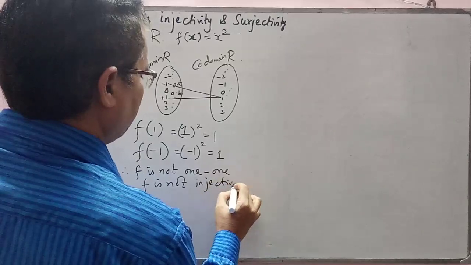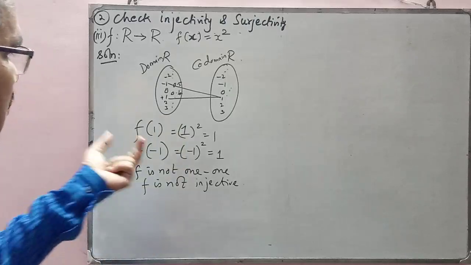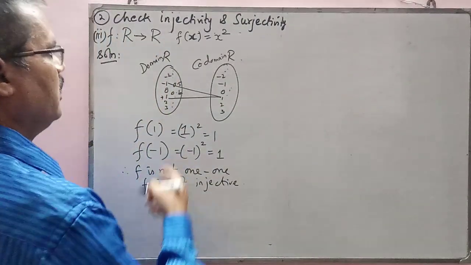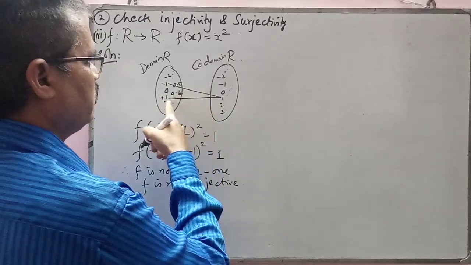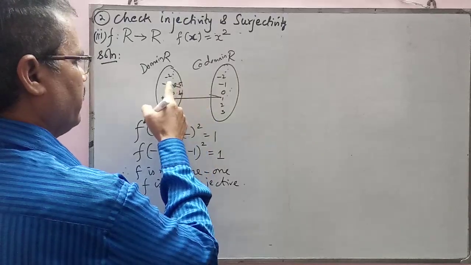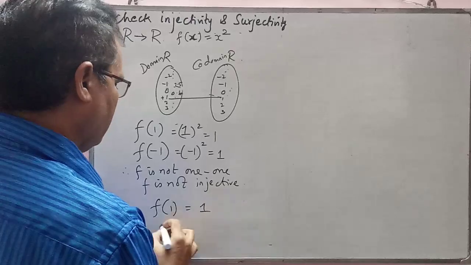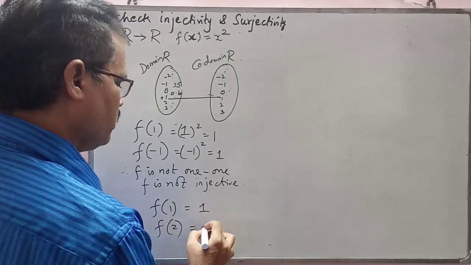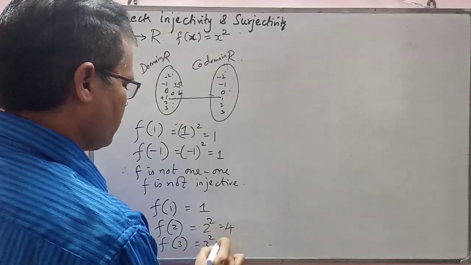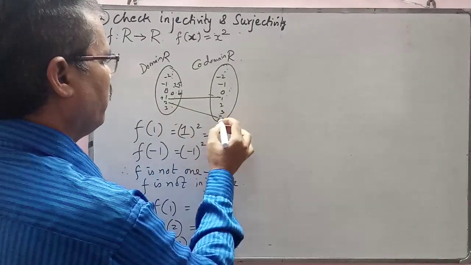Okay, children, first part got over. Faster we completed. Now we are going for surjective. Now we should go for squaring of any numbers. f of 1, if you square it, will map to 1. f of 2, can you try? f of 1 is mapping to 1. f of 2 is mapping to 2 squared, 4. f of 3 will map to 3 squared, which is 9. It goes on like that.